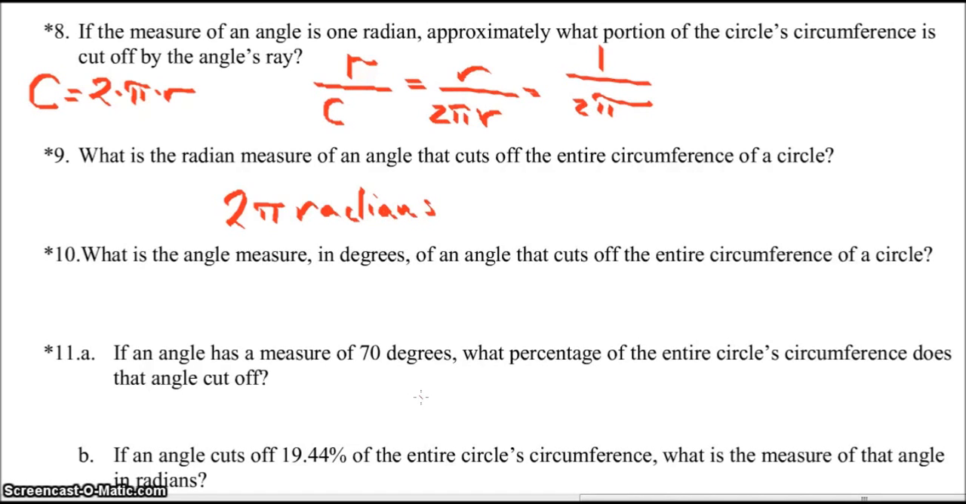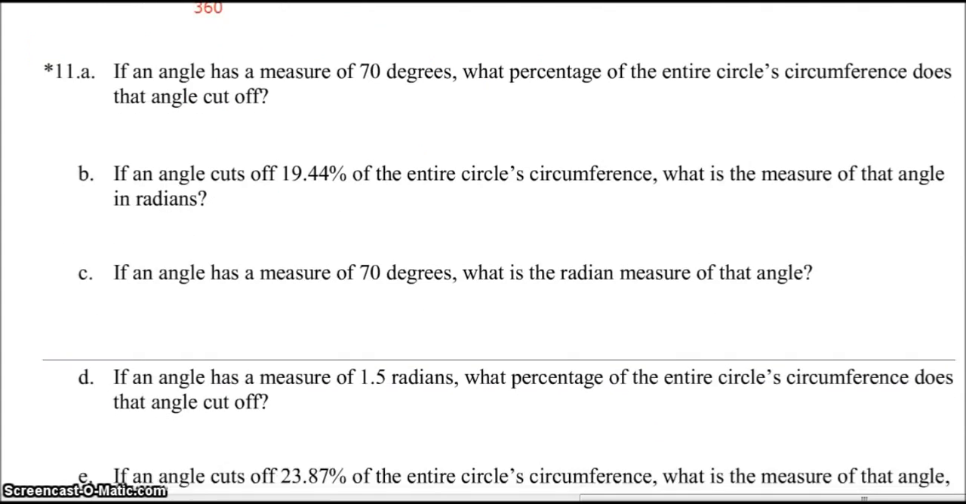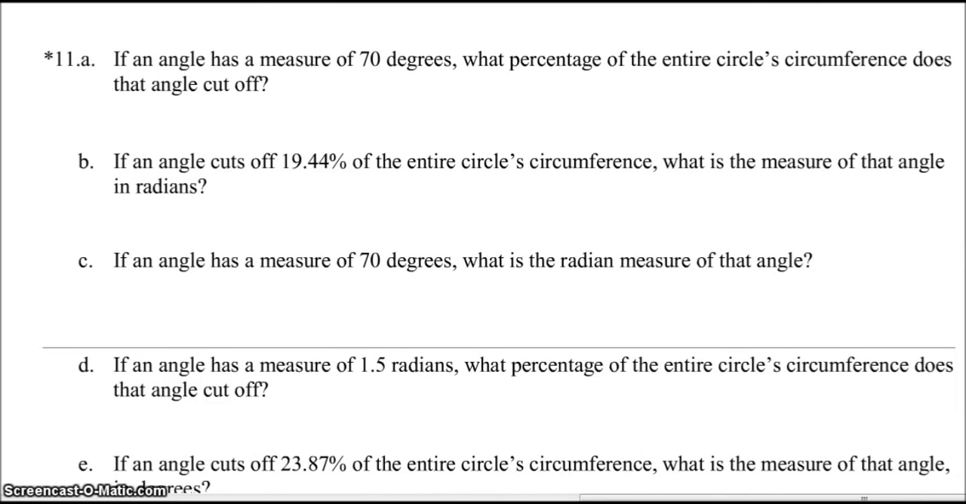Number 10, what is the angle measure in degrees of an angle that cuts off the entire circumference of a circle? So in degrees, that's 360. If an angle has a measure of 70 degrees, what percentage of the entire circle's circumference does that angle cut off? So you could just say 70 divided by 360, which is 0.1944 or 19.44%.